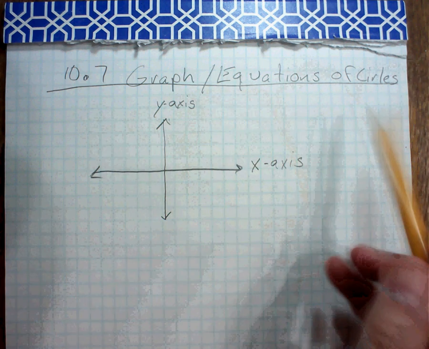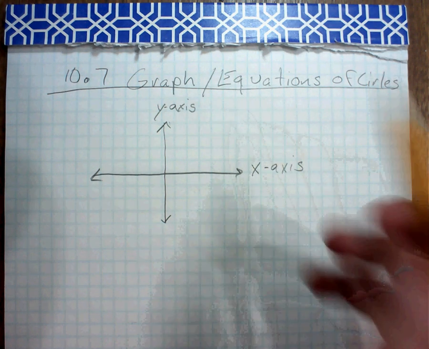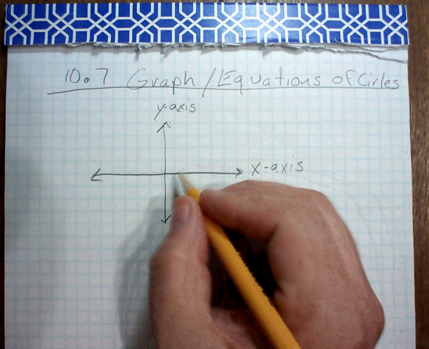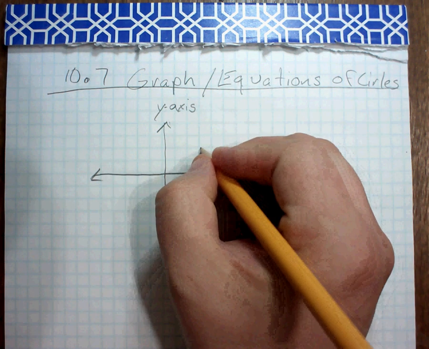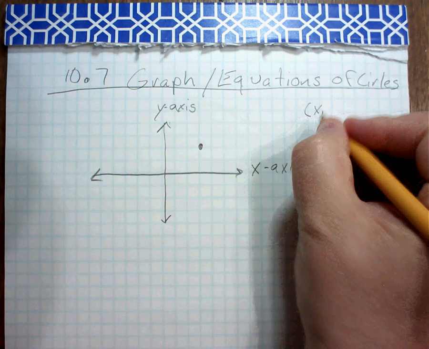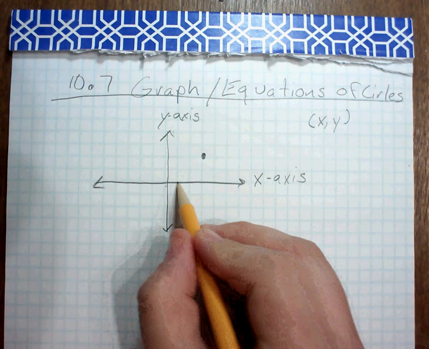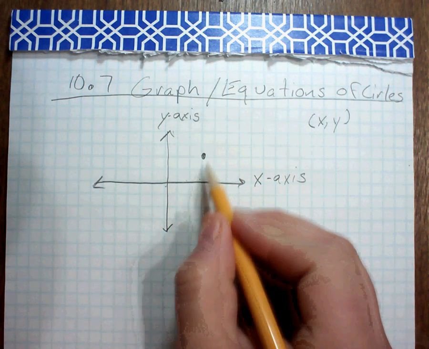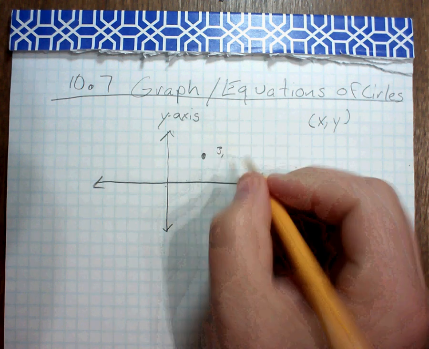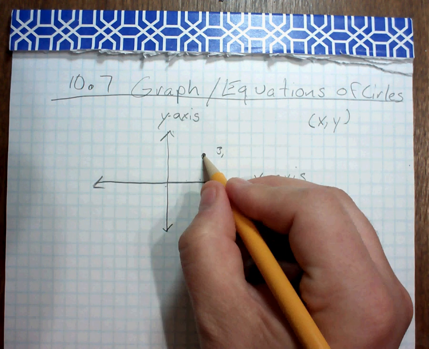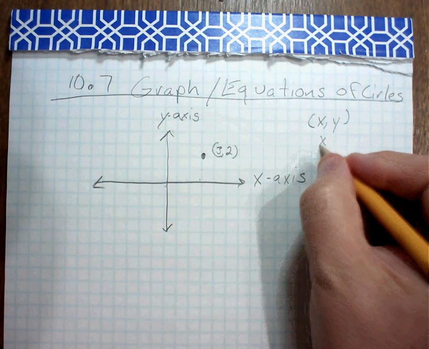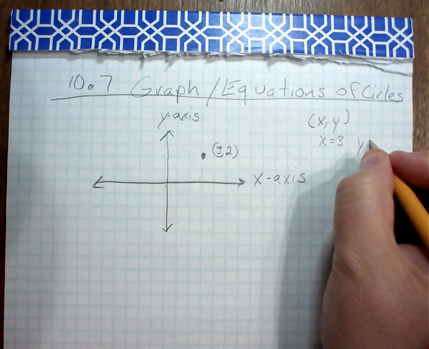Okay, we're going to talk about the graphing and equations of circles. So remember on the xy plane that if I graph something, the coordinate points are always going to be written in x comma y. In other words, this is 1, 2, 3 units to the right in the direction of the x-axis, so that would be a positive 3. And then I go up 1, 2 in the y direction, so that would be 3 comma 2. In other words, x equals 3 and y equals 2.